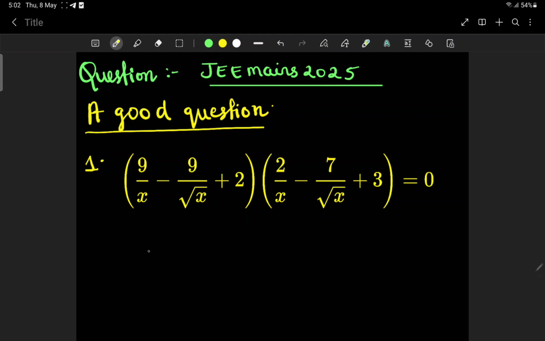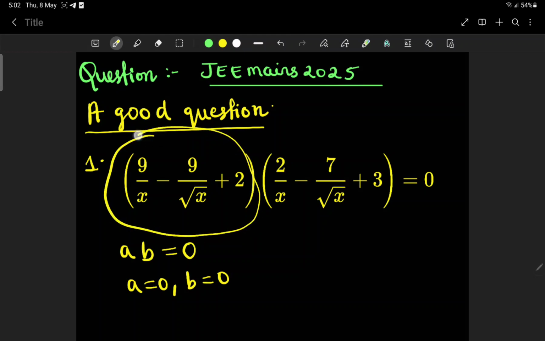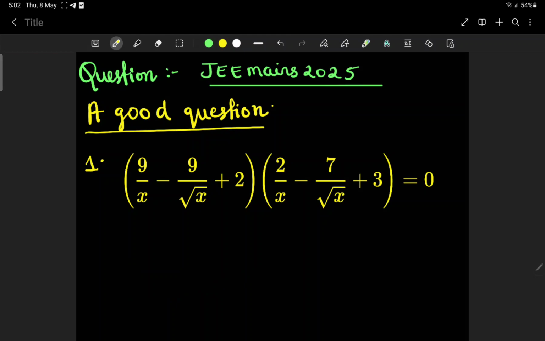Whenever you are multiplying any two numbers, for example, this is A and this is probably B, and you equate it to 0, then either A can be 0 or B can be 0. In a similar fashion, if you assume this total term to be A and this to be B, then we'll be able to solve this question. But this is not the only trick that will be applied here.